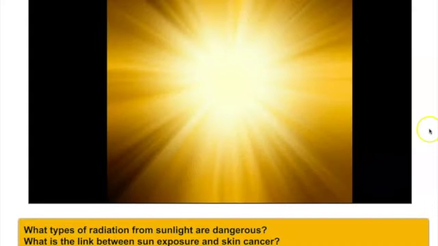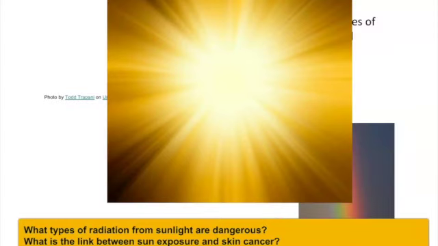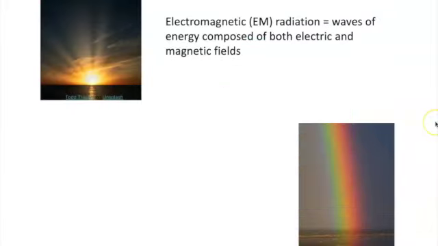But some of the questions that are covered in this chapter: we'll look at radiation from the sun and the link between sun exposure and skin cancer, and how Earth's atmosphere naturally protects us. Radiation, as far as sunlight and electromagnetic radiation, or EM radiation for short, is not the radiation that you might be thinking of as dangerous and causing cancer.